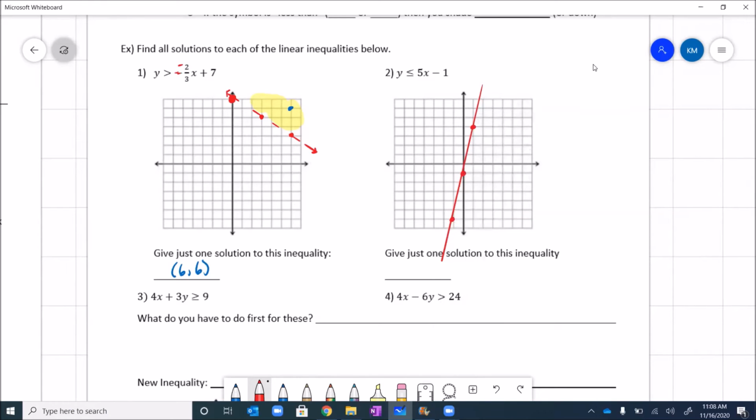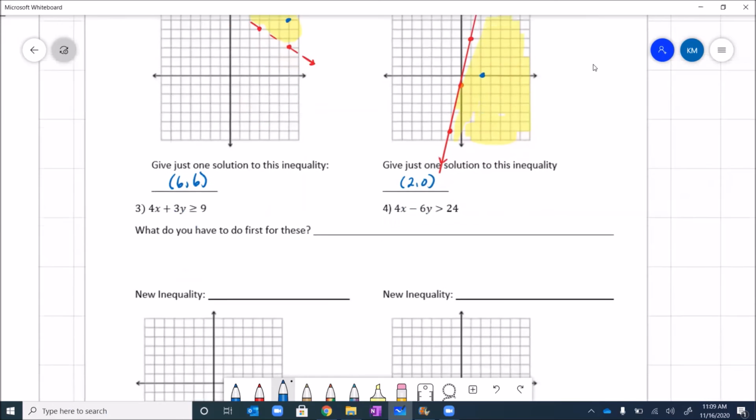And then from there, I'm going to shade below because it's less than. So below my line, all that shaded is part of my solutions. It says give just one solution, and so I'm going to choose this one at 2, 0. But anywhere where our shade is should be a solution.